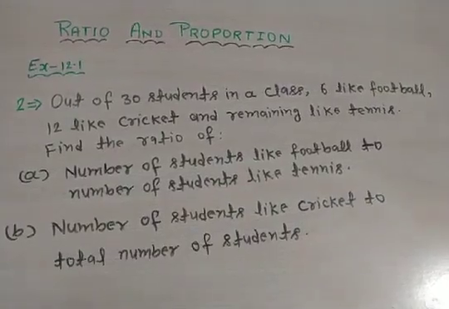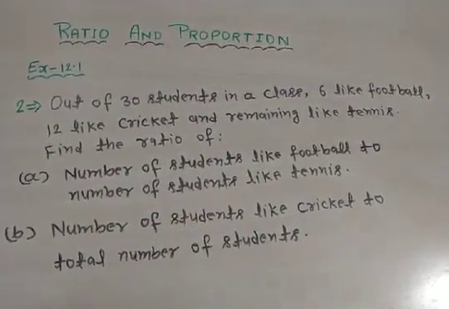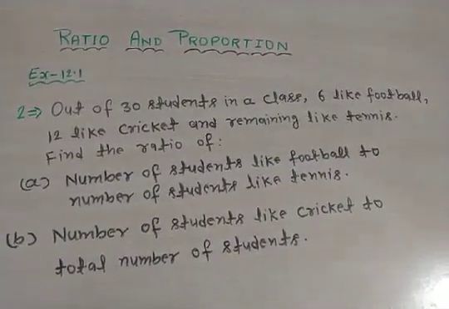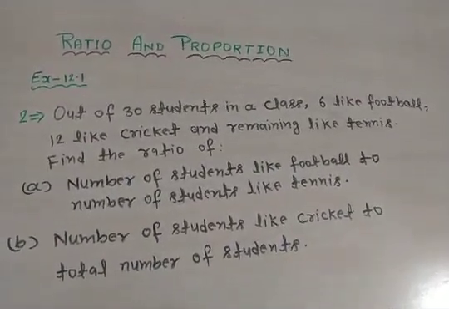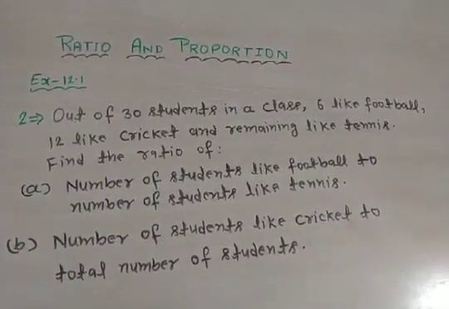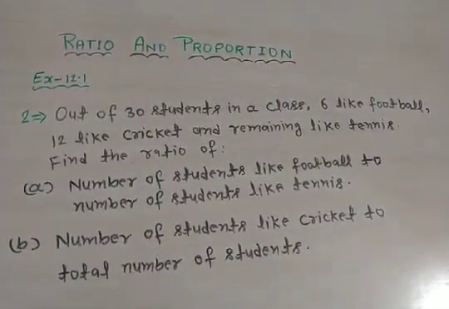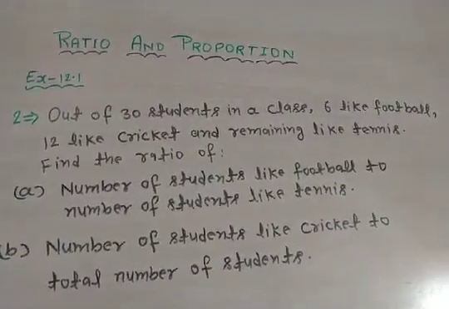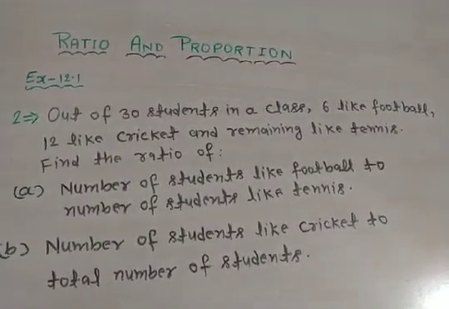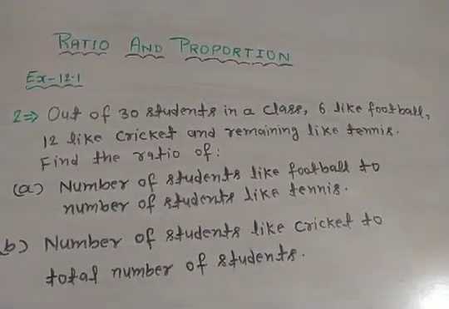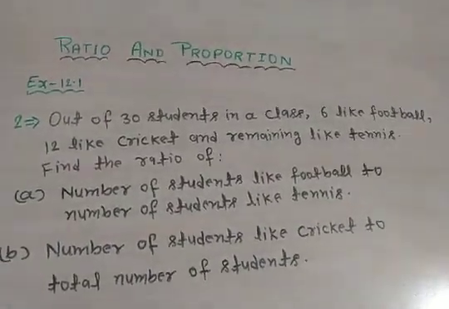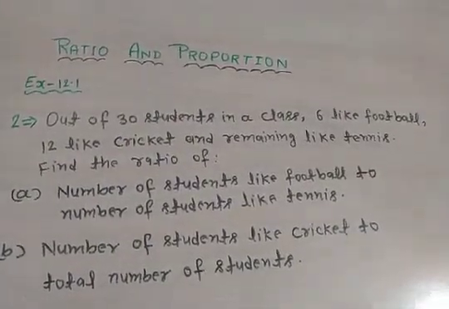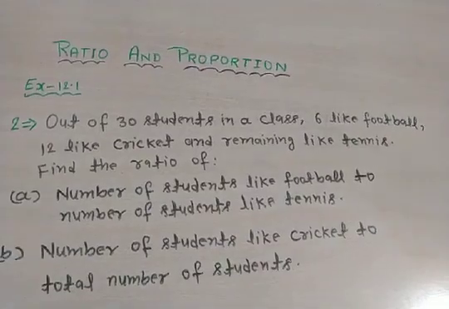This is question number 2. Out of 30 students in a class, 6 like football, 12 like cricket, and the remaining like tennis. So in 30 students, 6 like football, 12 like cricket. So how many students like tennis?